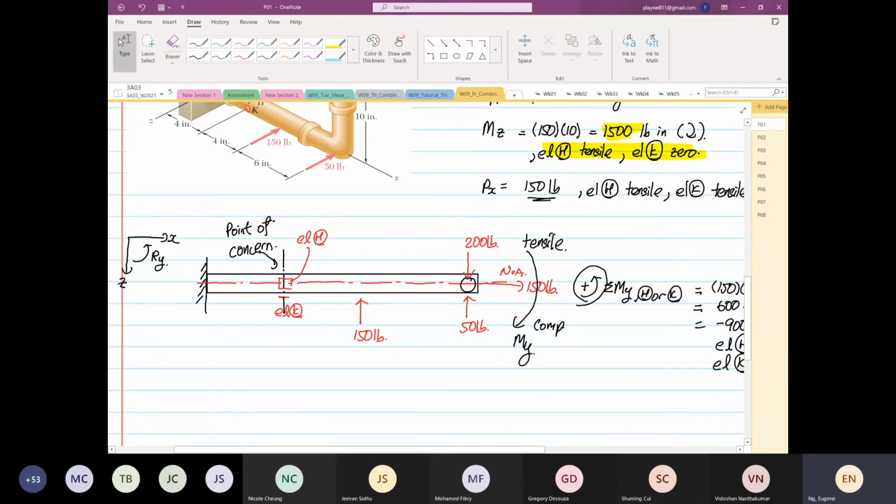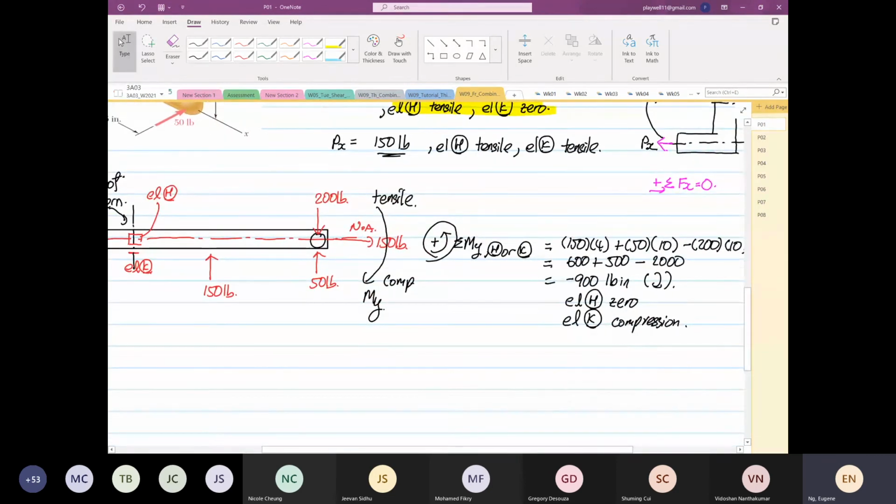We are identifying the moment about Y. As we know, moment is equal to force times distance. So the result is 900 pound-inch, in the orientation that looks clockwise. Element H is equal to 0, element K is compression. We have to make that decision now, then it gets less confusing. And always bear in mind how the shearing stress is distributed and how the normal stress is distributed. You have to visualize this.